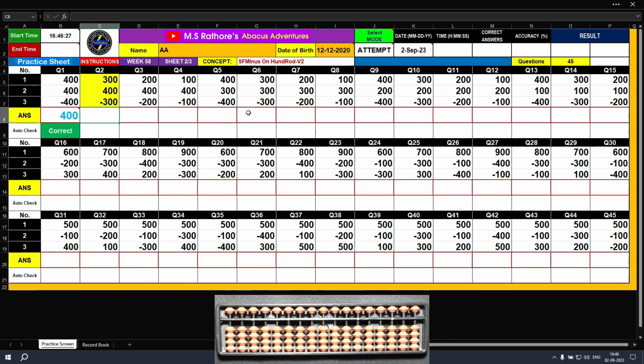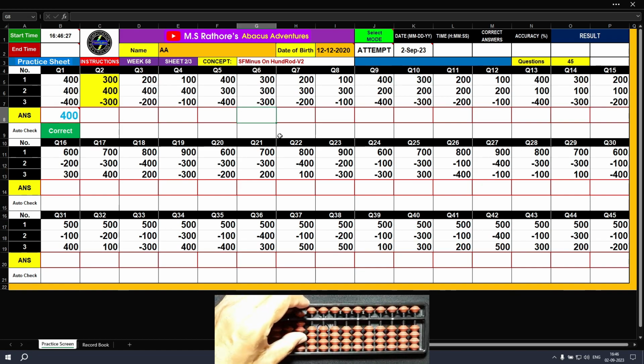Let's turn to question number 6. Plus 300. The answer is 300 now. Again plus 300. So plus 3 equals plus 5 minus 2. Now the answer is 600. Then minus 300. We will use the minus 3 formula. Minus 3 equals plus 2 minus 5. And we have 300 as the final answer.